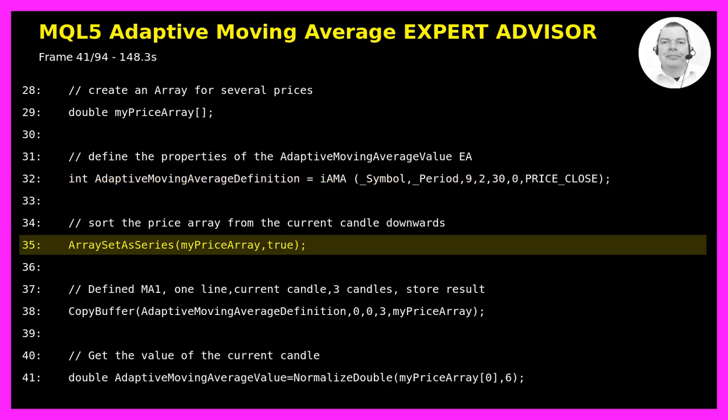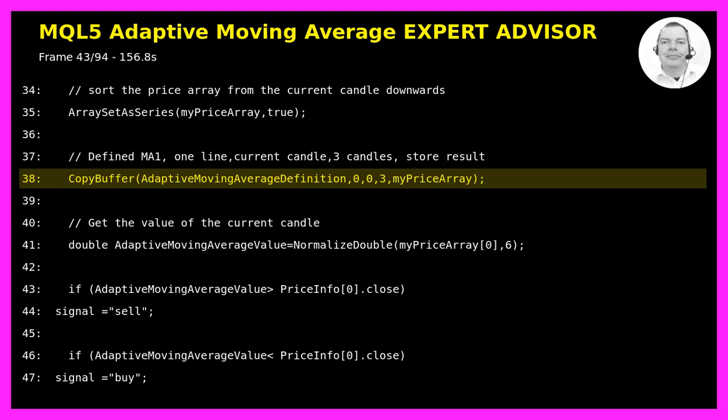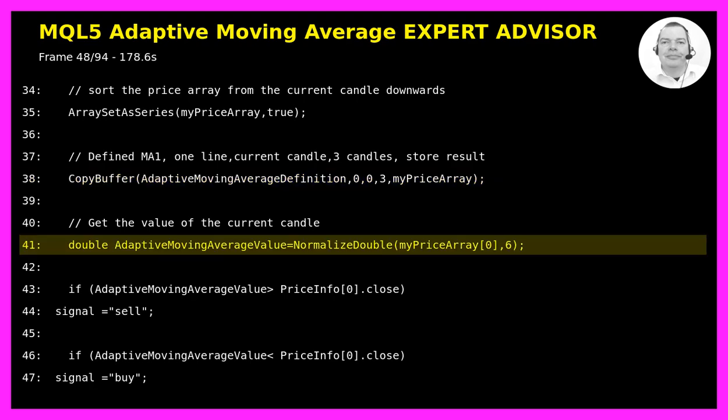We sort the myPriceArray using ArraySetAsSeries with parameters myPriceArray and true, again sorting from the current candle downwards. We copy the indicator values into our array using CopyBuffer. The parameters are the adaptive moving average definition as the indicator handle, 0 for the buffer index, 0 for the starting position, 3 for the number of values to copy, and myPriceArray as the destination array. This gives us the last 3 values of the adaptive moving average. We get the current adaptive moving average value by accessing myPriceArray at index 0 and normalizing it to 6 decimal places. This gives us the most recent indicator value.